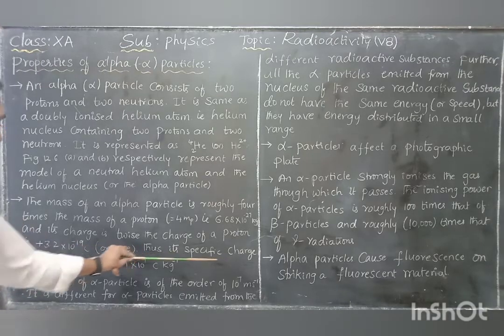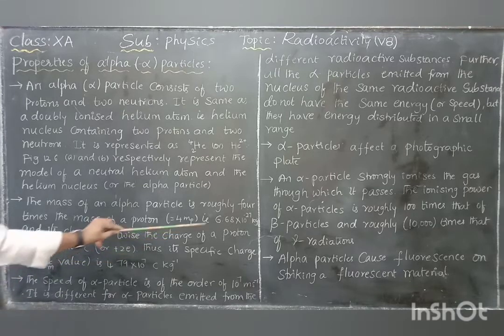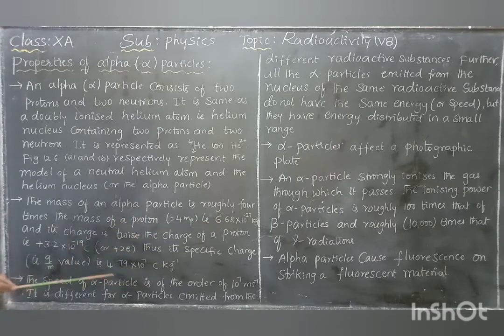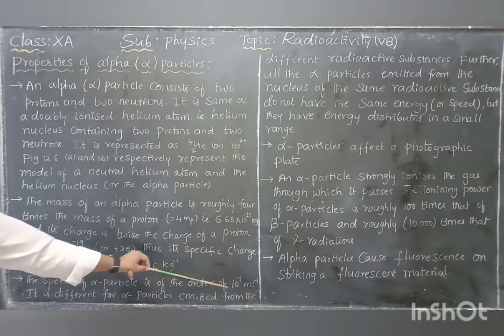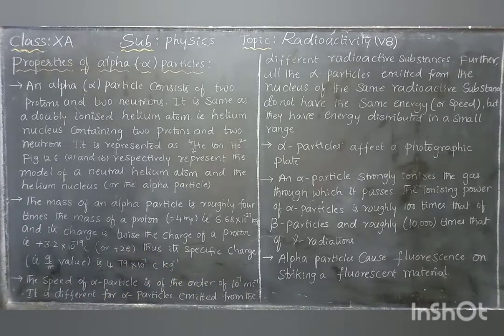Thus its specific charge, also called the charge to mass ratio. The charge to mass ratio value: you calculate the charge is this one and the mass is this one. Now we will get 4.79 into 10 to the power of 7 coulomb per kg. Next, the speed of the alpha particle is of the order of 10 to the power of 7 meter per second.